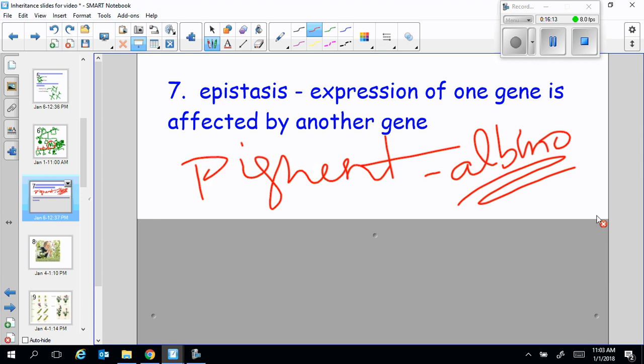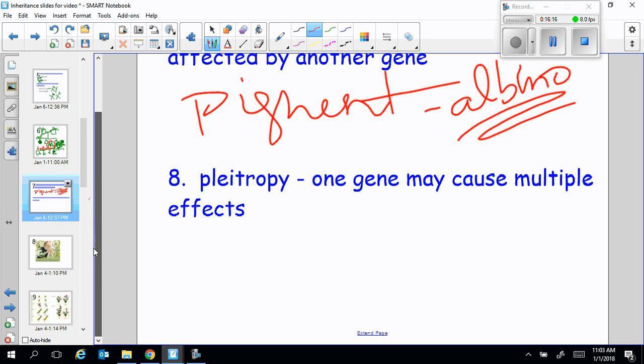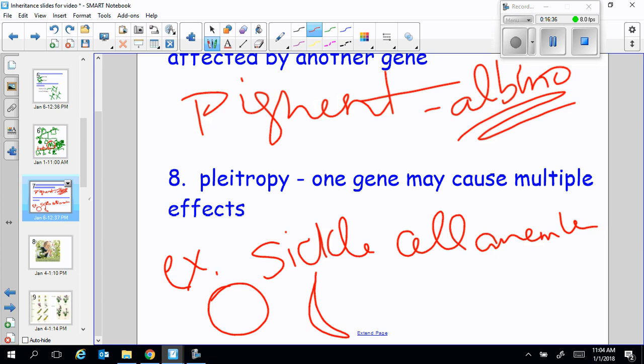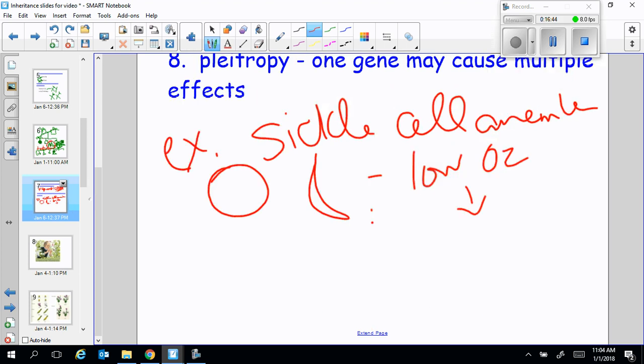All right, and then the last inheritance type I want to talk about is pleiotropy. Pleiotropy is when one gene could actually end up having multiple effects on the body. So a great example of this is sickle cell anemia. So sickle cell anemia leads you to have blood cells that instead of being red blood cells that are nice and puffy, they have this sickle shape. Well, that is going to lead to lower oxygen levels, and that is going to lead to not being able to catch your breath when you're exercising, or fainting, or so many different side effects.